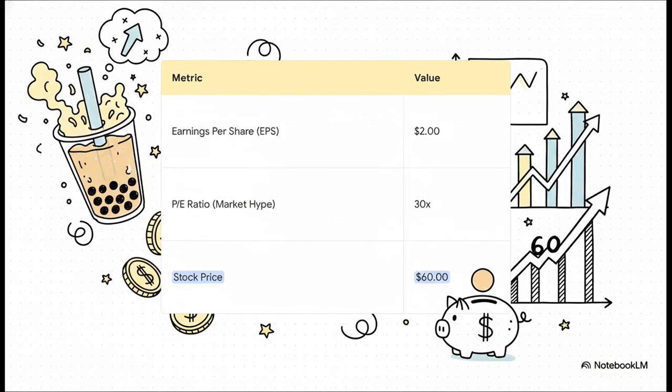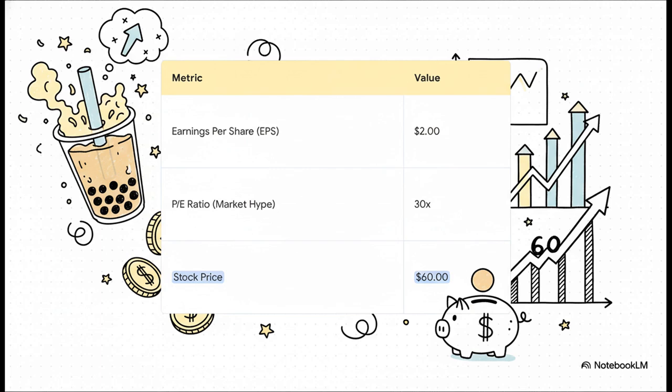Let's go back to our shop example. But this time, imagine it's a super hyped-up bubble tea shop. I mean, it is the place to be. The lines are around the block, the company is earning $2 per share, and because it's so trendy, Wall Street is just totally euphoric. Investors are willing to pay 30 times its earnings, a PE of 30. So $2 in earnings times that 30 PE gives you a $60 stock price.